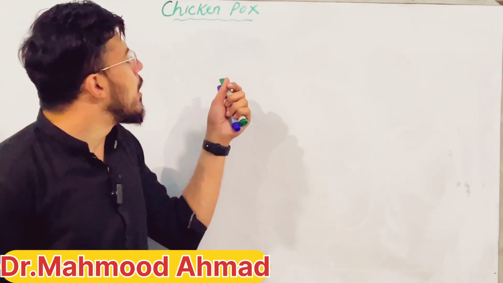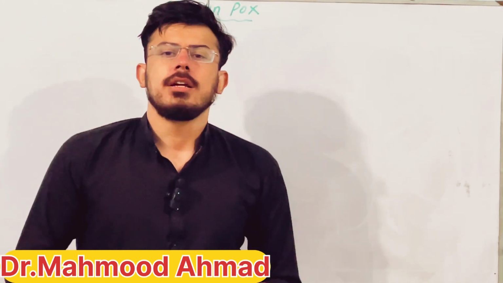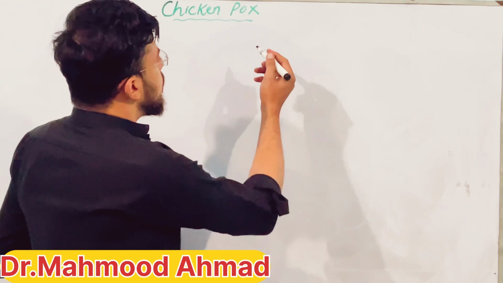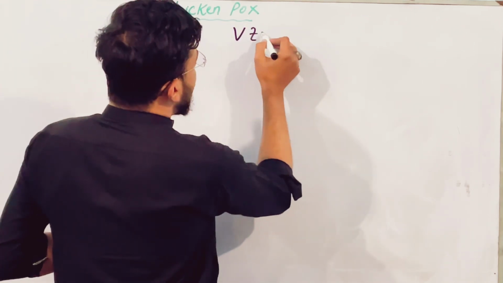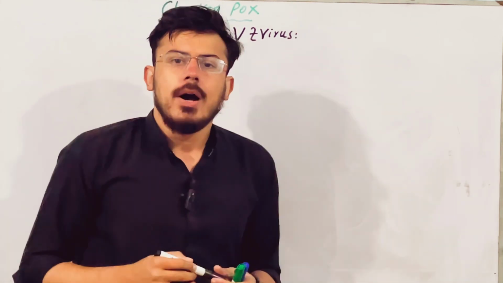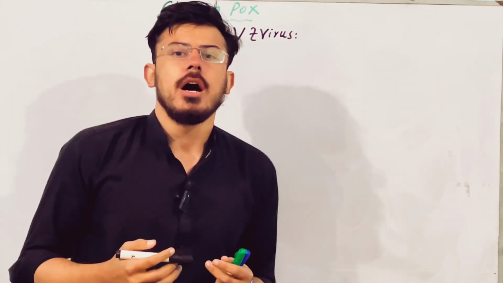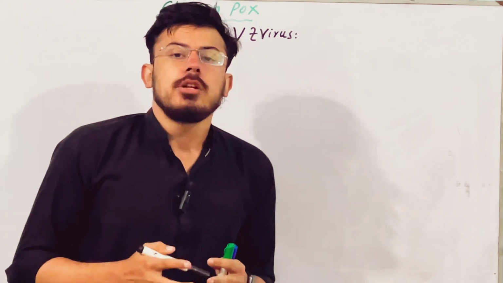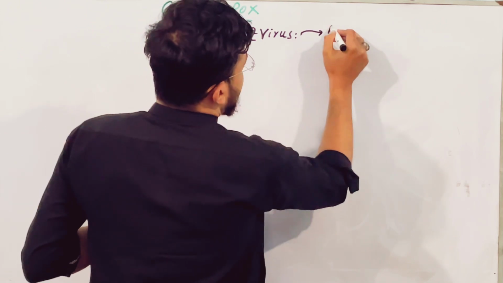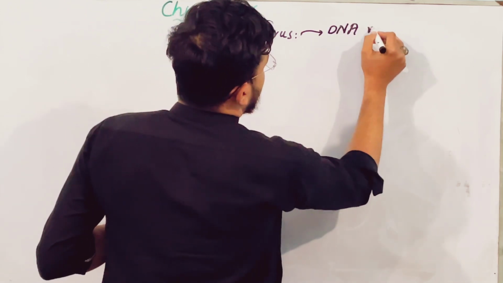In this series of lectures on infectious diseases of medicine, today I will be discussing chickenpox. So, what is chickenpox basically? It is an infection caused by varicella zoster virus. Varicella zoster virus is also called human herpes virus type 3. It is a DNA virus.